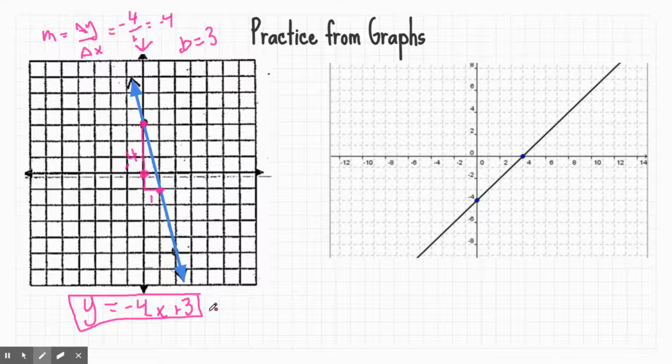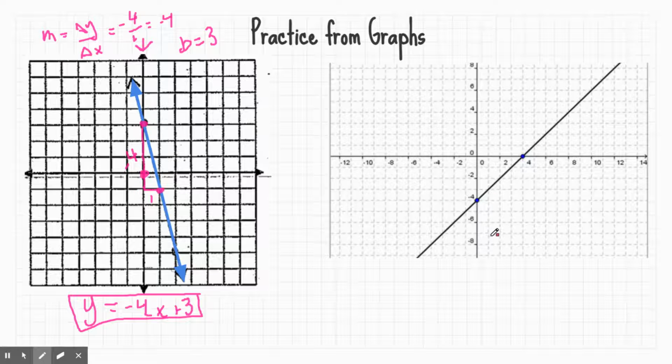All right, I want you to try the next one on your own. Go ahead and pause this and then come back when you're ready to check. All right, if you're back with me, that means you've already found the equation for this one and you're ready to check your answer.